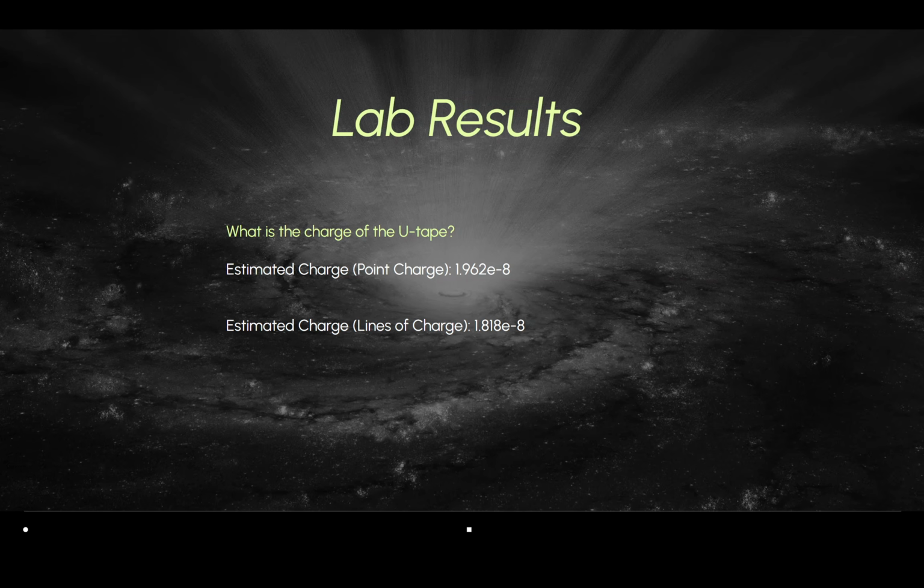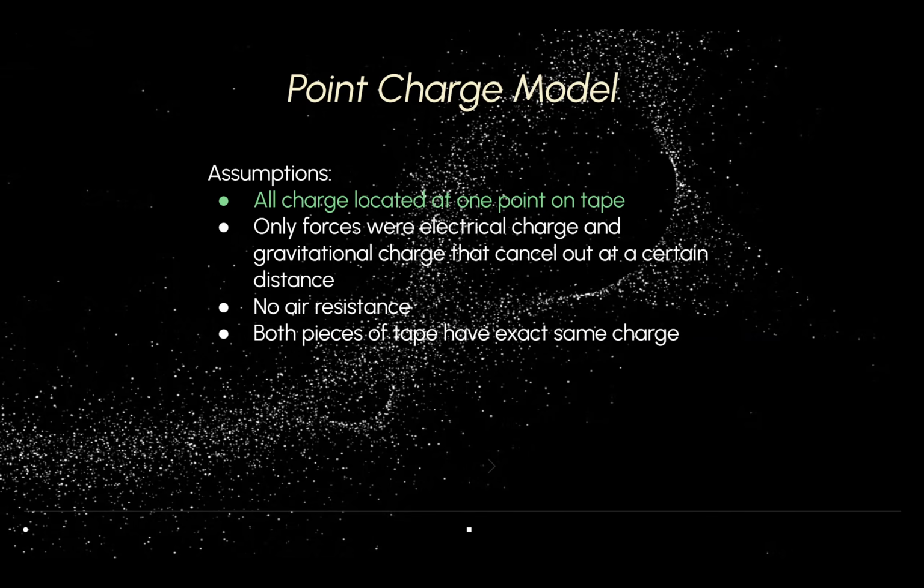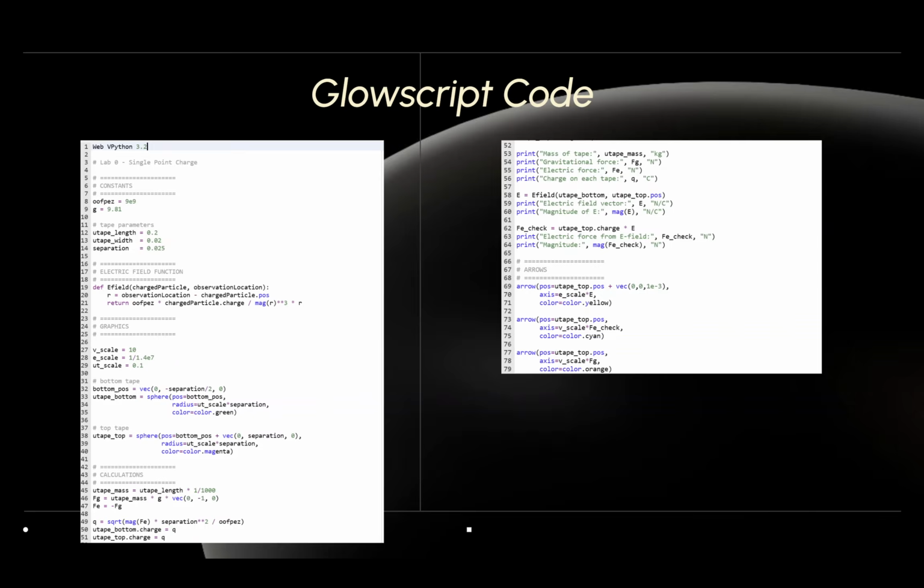Now for the results, I had the estimated charge of 1.962 times 10 to the negative 8th. And the second estimated charge I had as 1.81, which were pretty close. For the point charge model, some of the assumptions are that all charge is located at one point on the tape, the only forces are electrical and gravitational, and they cancel out at a certain distance, there's no air resistance, and both pieces of tape have the exact same charge.